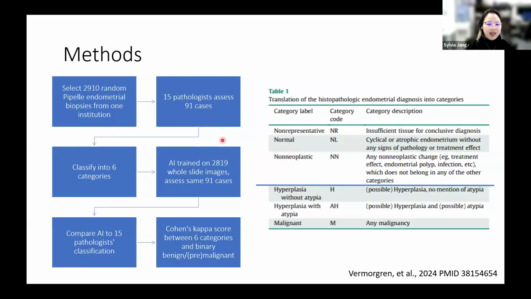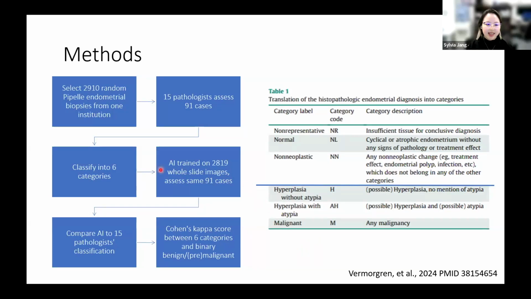And so how they executed this was they selected 2,900 random Pipelle endometrial biopsies from their institution in the Netherlands. They recruited 15 pathologists from across the globe to assess 91 of these cases and to put them into one of these 6 categories here: non-representative, normal, non-neoplastic, hyperplasia without atypia, with atypia, and malignant. And then they also divided these into a binary system of benign, consisting of non-representative to non-neoplastic, and pre-malignant to include the hyperplasia and malignant cases.